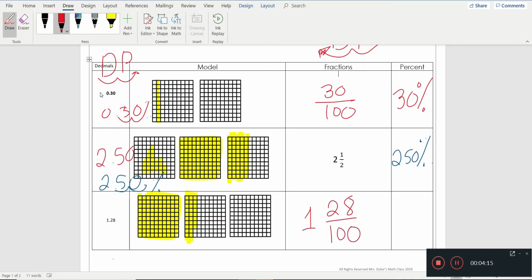Okay. So Dr. Pepper now is 1.28. Again, Dr. Pepper, decimal to percent is to the right. 1, 2. Then write down the percent symbol. So 128%. Okay, is that pretty easy?